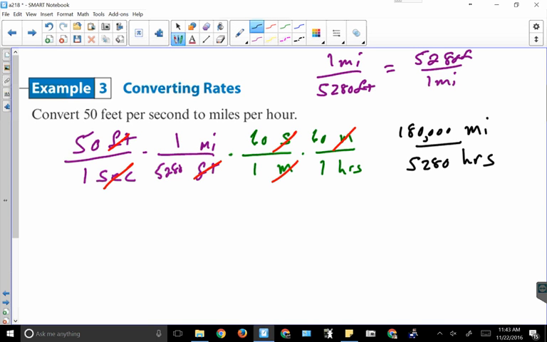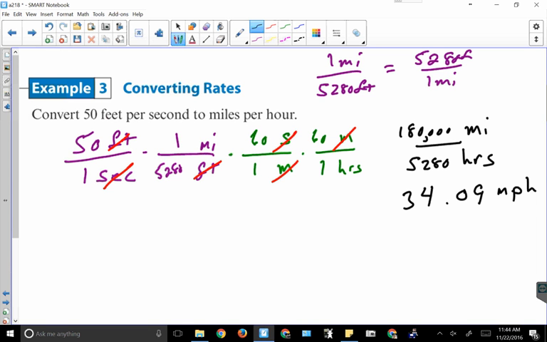So does this really come down to taking 180,000 miles, dividing it by 5,280 hours? The answer is yes. So, grab the calculator. Take 180,000 divided by 5,280, and I end up with 34.09 miles per hour. Seem rather odd.